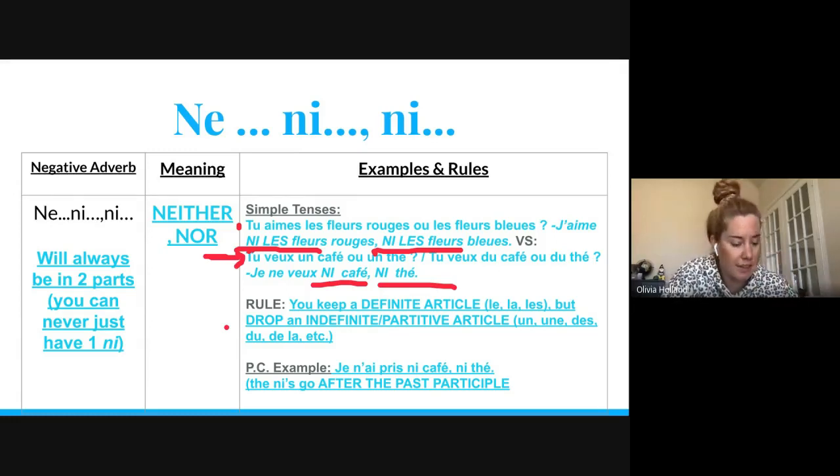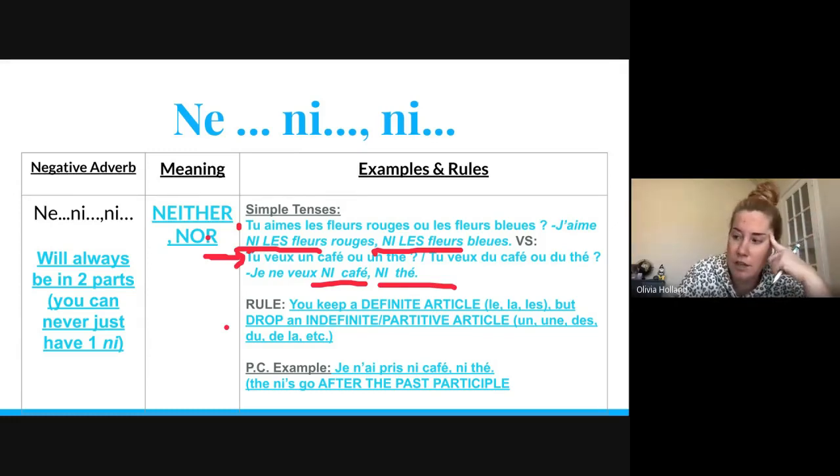So the rule is that if you have a definite article in your original statement without the neither nor, like do you like red flowers or blue flowers, the red flowers or the blue flowers? If you have a definite article, you're going to keep it in the response. That's why in the answer, the first one, we said, je n'aime ni les fleurs rouges, ni les fleurs bleues. But if you have any other type of article like un thé or du or de la or de, you're going to drop that. This negative adverb is a little more complicated than that. For example, you will keep prepositions.